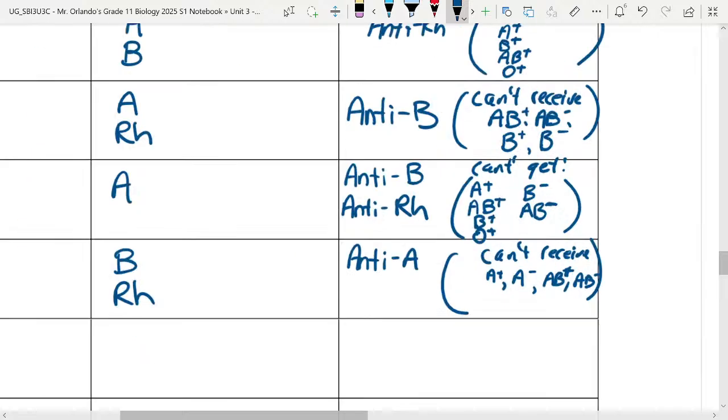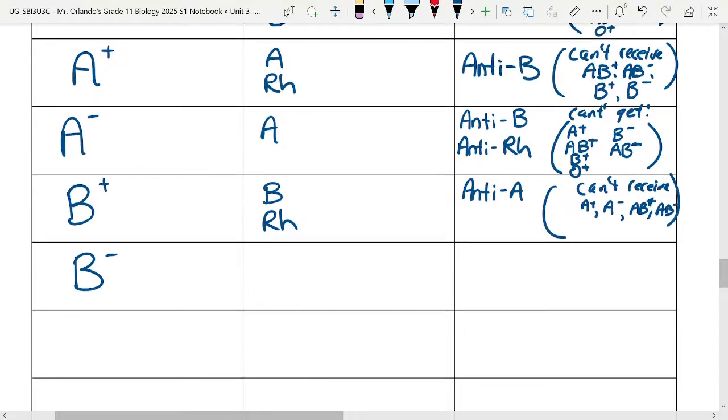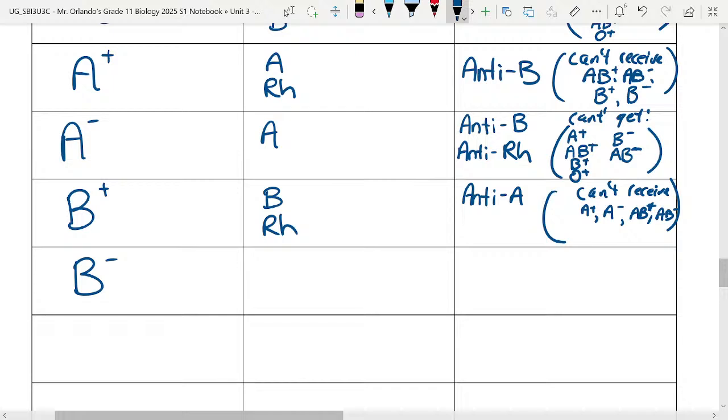Again, what's the problem here? Doesn't matter if it's positive or negative. The problem would be if you were getting A. And the reason you can't get A is because your body produces anti-A, which will be on the lookout for A, and if it sees it, will destroy it. What if you're B negative? What antigens do you have? Just B, which means what antibodies are you producing?